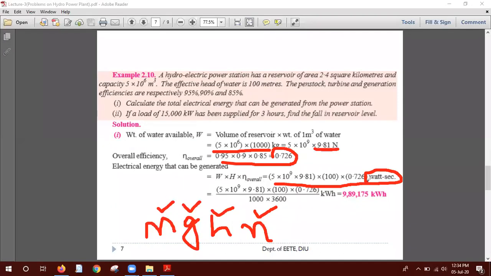So we have watt second, but we all know that the unit of energy is kilowatt hour. From watt to kilowatt, we know that 1000 watt equals 1 kilowatt, and 3600 second equals 1 hour. So if you divide by these two values, 1000 and 3600, we get the kilowatt hour. So finally we get the value of electrical energy. That's the process when no flow rate is given, and only the capacity is given.